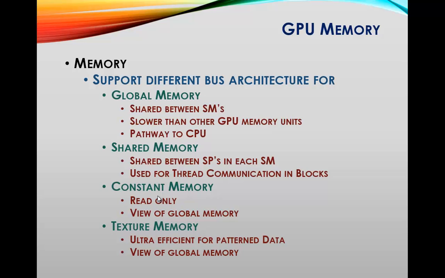And the texture memory is an ultra-efficient memory that is specifically designed for pattern data. If you have data that is naturally in a two-dimensional or three-dimensional pattern, like for example processing images and things like that, you will be able to utilize texture memory to get more efficient and faster processing as a part of data access.